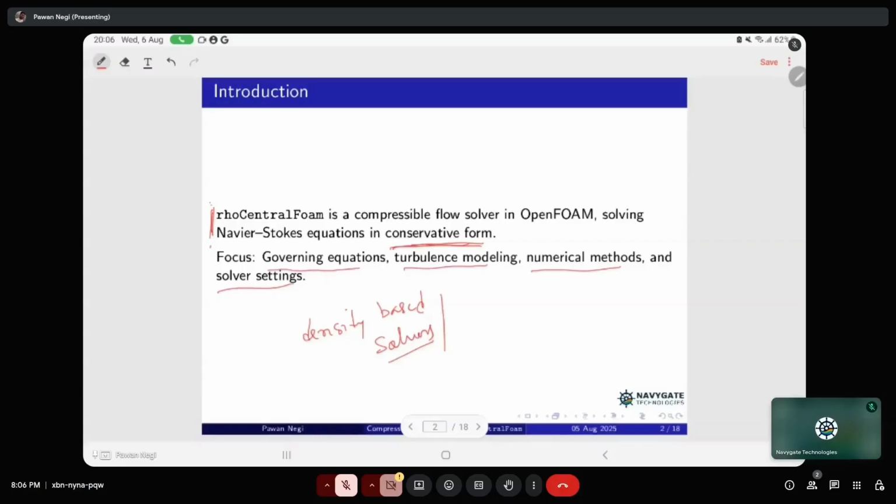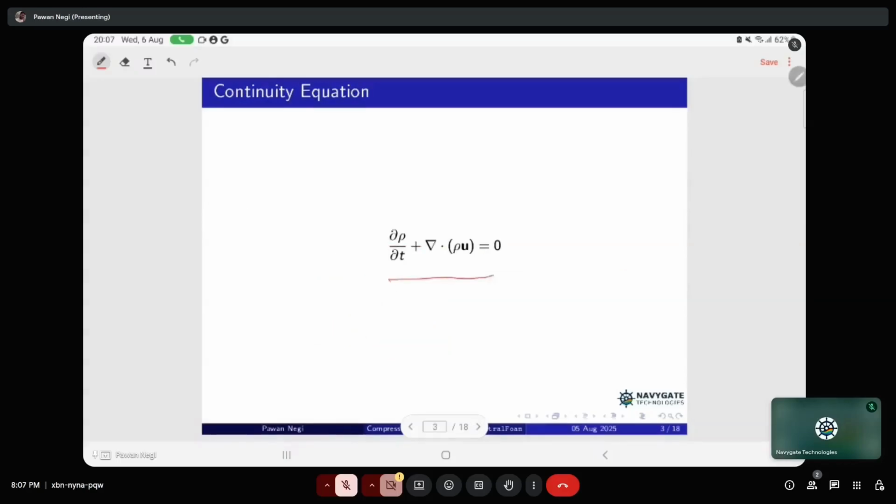In this lecture, we are not going to do any real simulation. We'll just talk about the overall rhoCentralFoam, and then in the next lecture, we are going to do some real simulations. This is the continuity equation. Here the variable is this rho, which is called density.